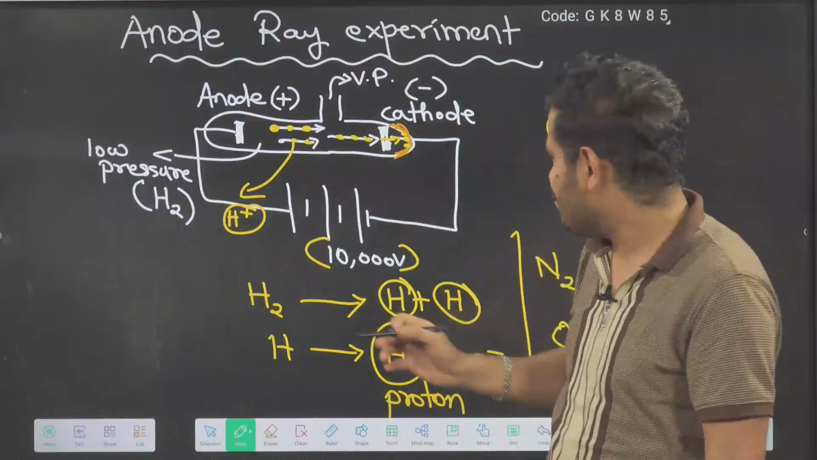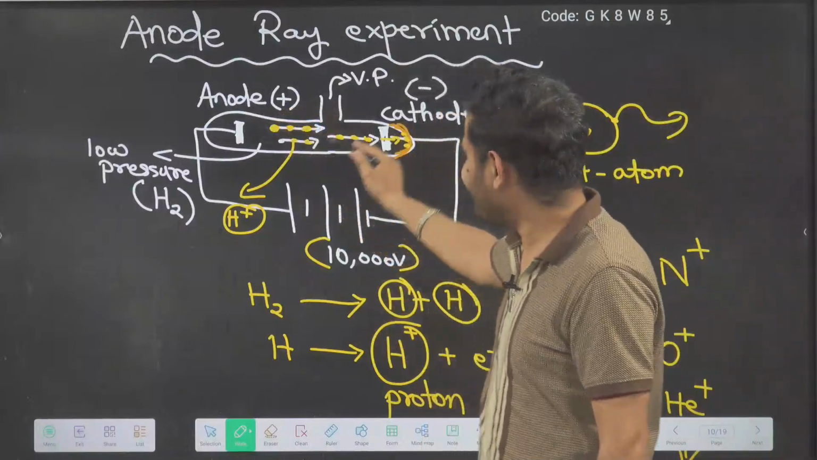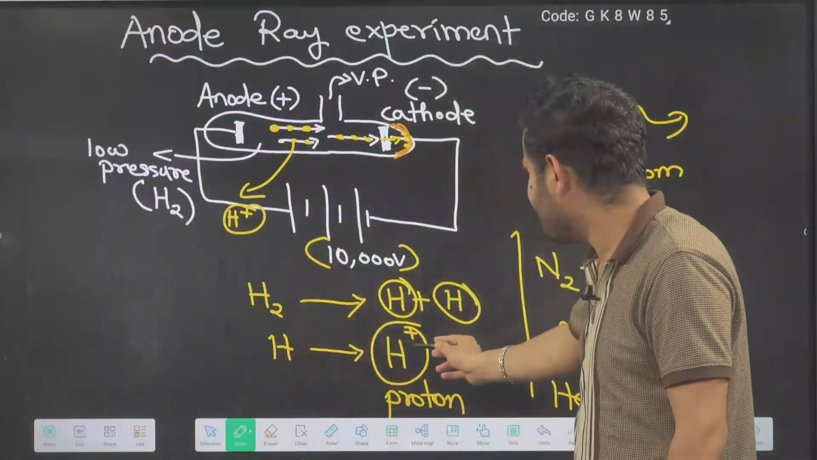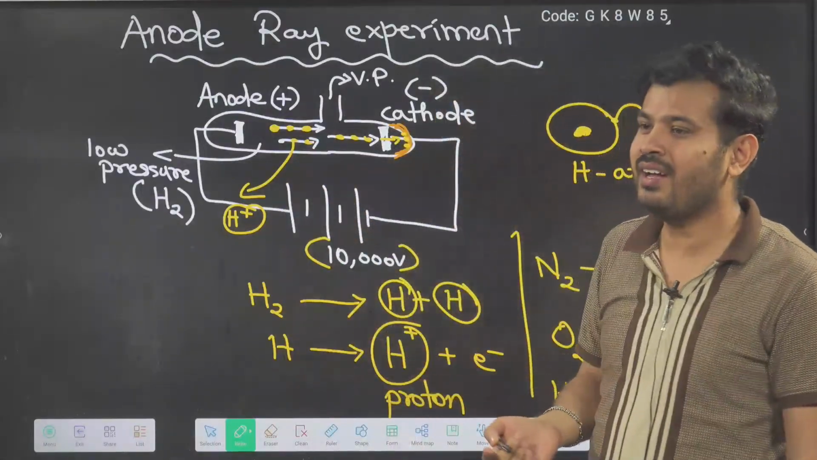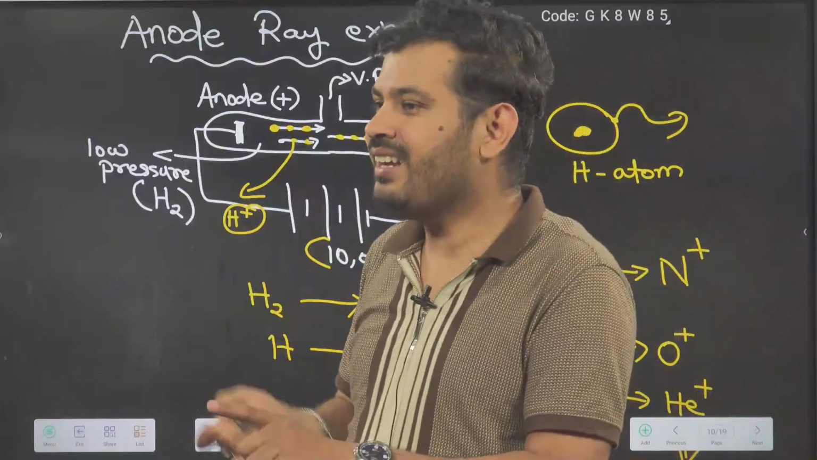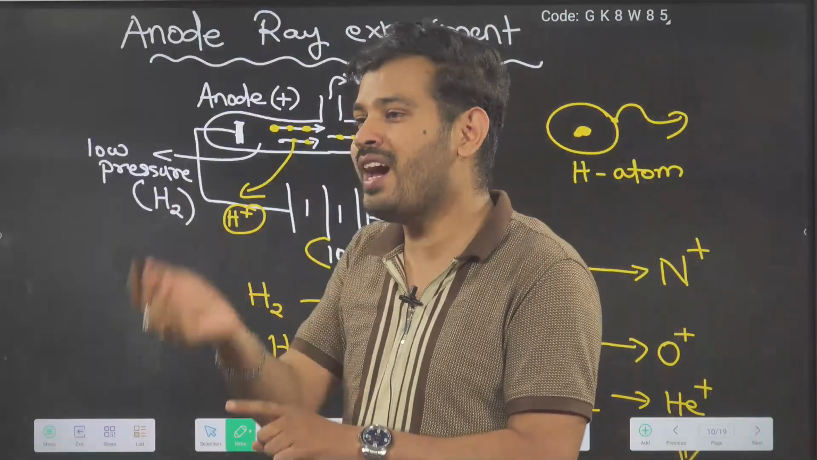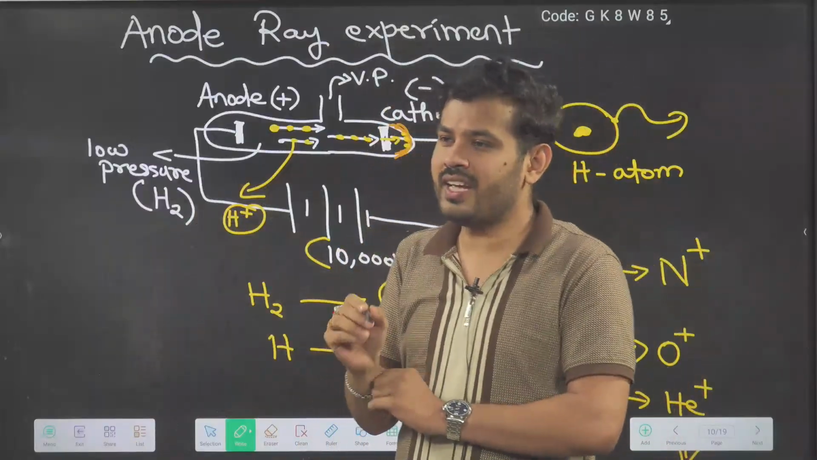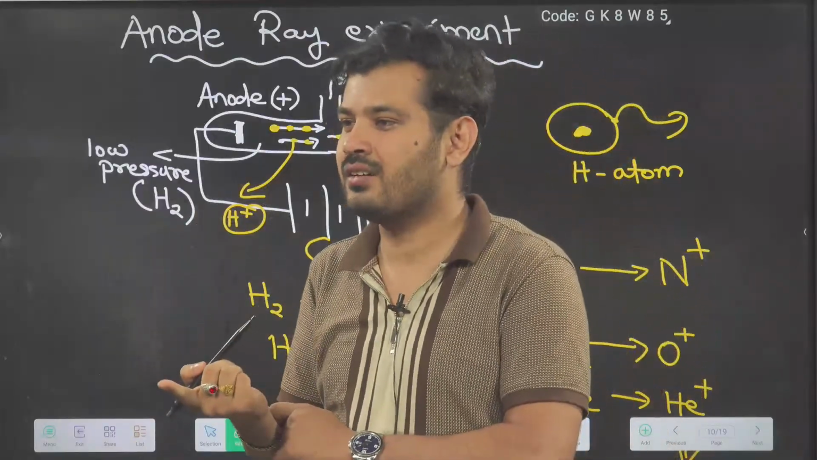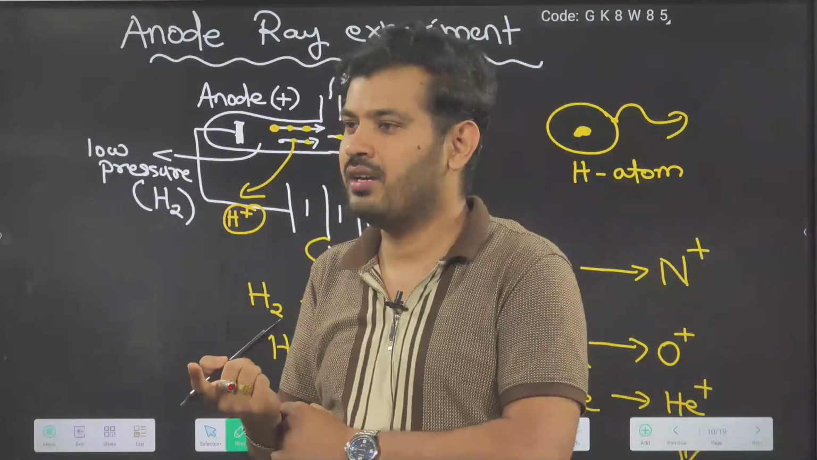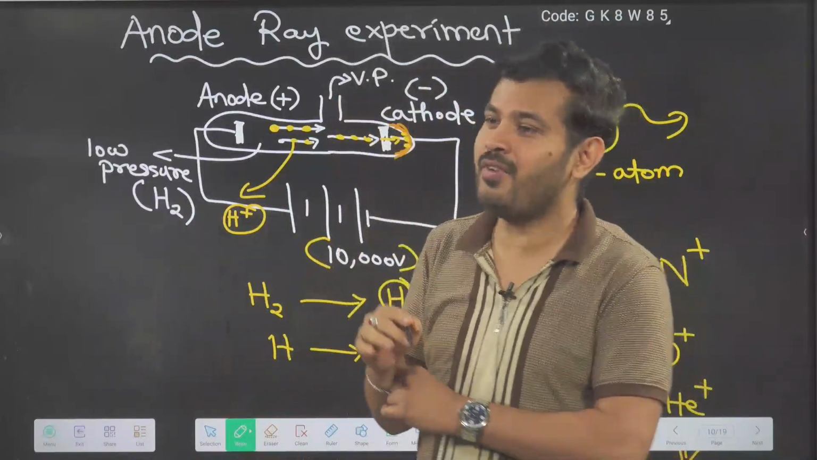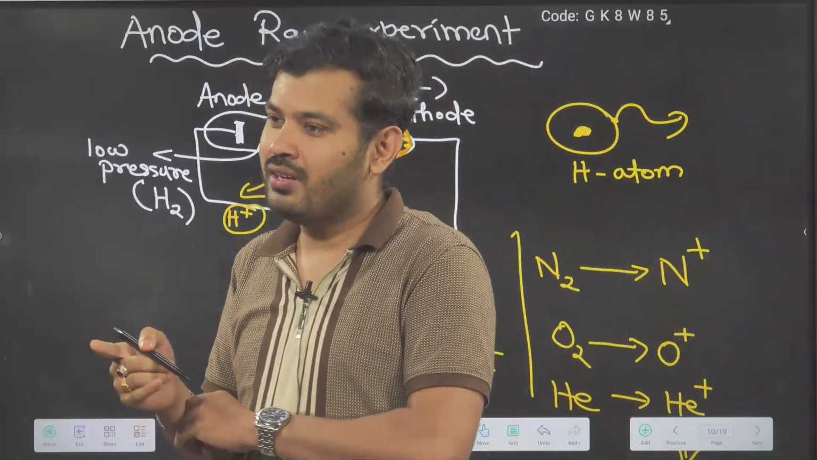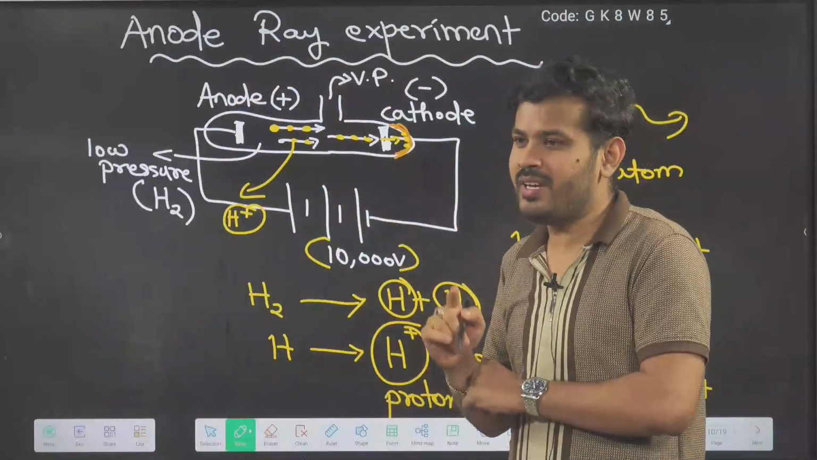Yes, we have not stored the gas inside the anode. So wherever the gas is there inside the tube, there the gas will dissociate and form this positive charged ion. That's why my question is, in the cathode ray experiment, from where does the cathode ray start? From the cathode, correct.